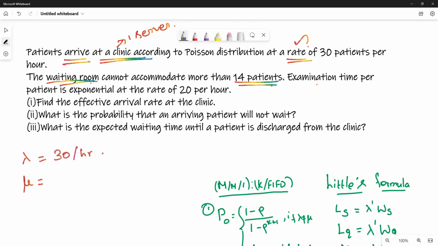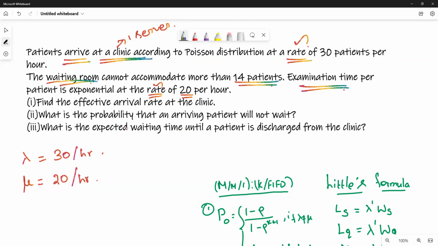And then the examination time per patient. Examination time denotes what? Service rate. Service rate per patient is exponential at the rate of 20 per hour. So here also the rate is directly given, so we'll write it as such. So mu is equal to 20 per hour. So lambda and mu are directly given.